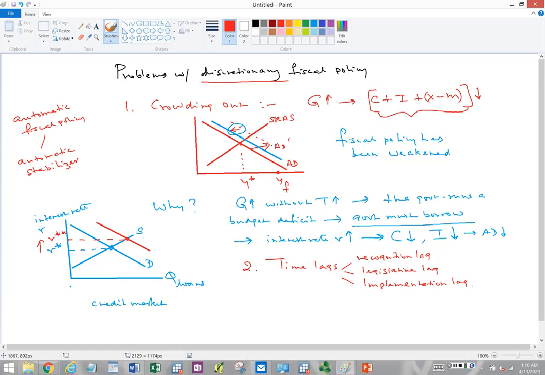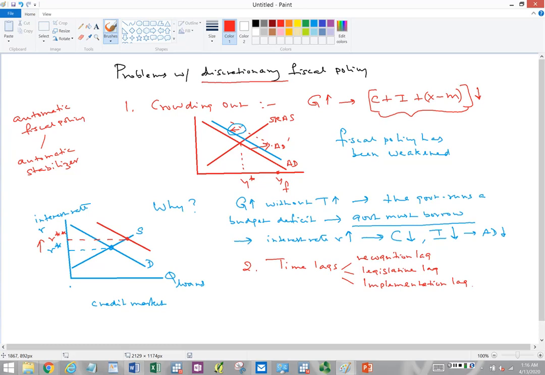the next lag happens when the government has to decide where to spend the money. The actual spending of the money takes time, and that is the implementation lag. Right? So these are again three time lags that reduce the effectiveness of fiscal policy.